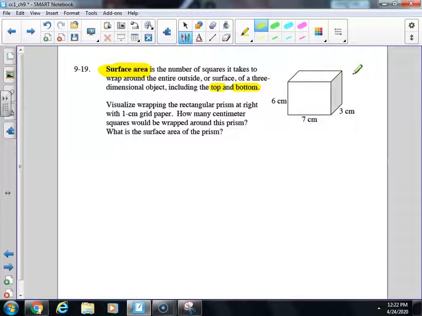So this can be a little time consuming, but really we're finding 6 different areas and adding them together. So visualize wrapping the rectangular prism at the right with 1 centimeter grid paper. How many centimeter squares would be wrapped around the prism? What is the surface area? So go ahead and pause the video, and I want you to find the area of the front and the back, the top and the bottom, and the 2 sides, and add them together to see if you get the correct surface area. And we'll come back and talk about this in a minute.